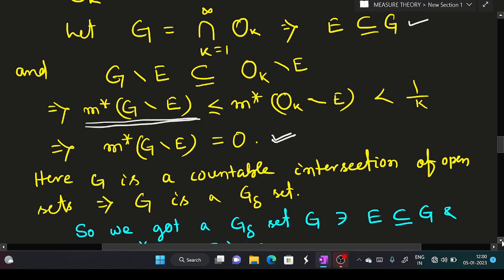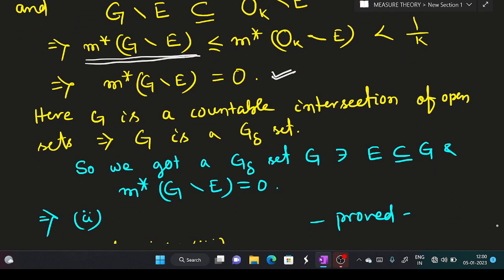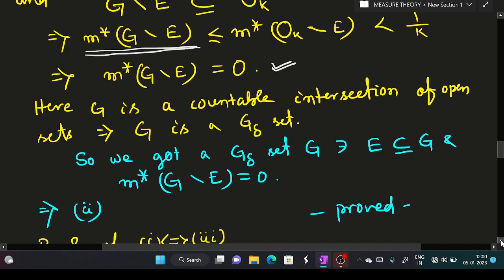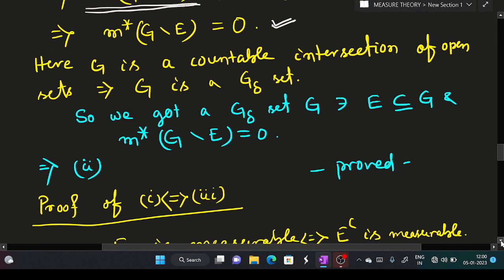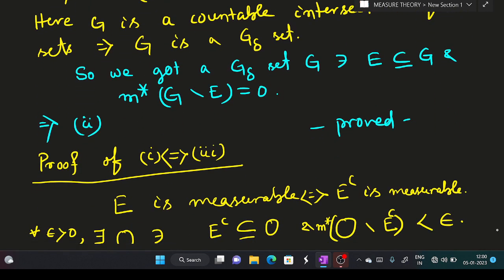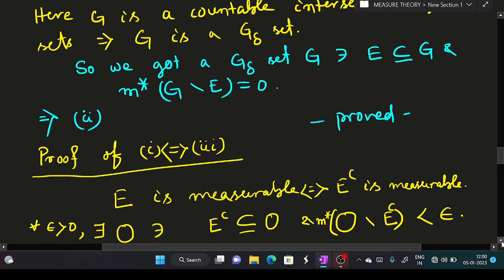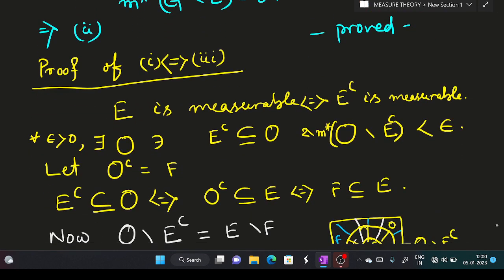That means we got a G delta set such that E is contained in G and outer measure of G difference E is equal to 0. Hence 1 implies 2 is proved. Similarly, by applying De Morgan's law and E measurable implies and is implied by E complement is measurable, we can prove that 1 implies 3. E is measurable implies E complement is measurable.